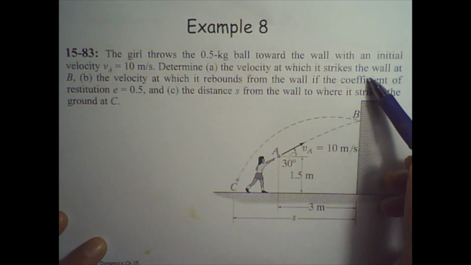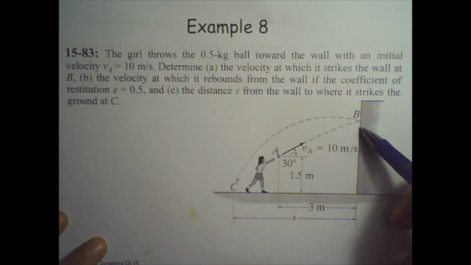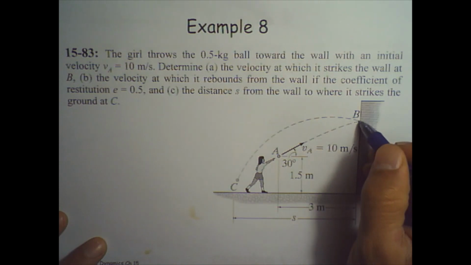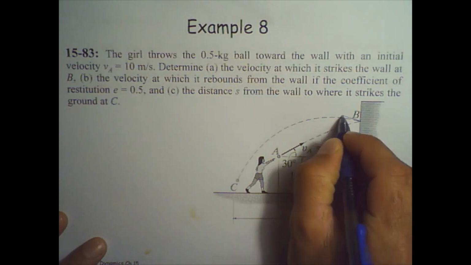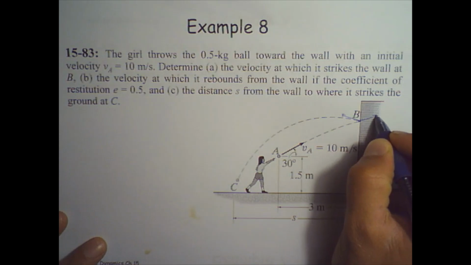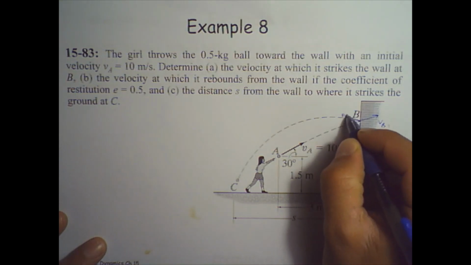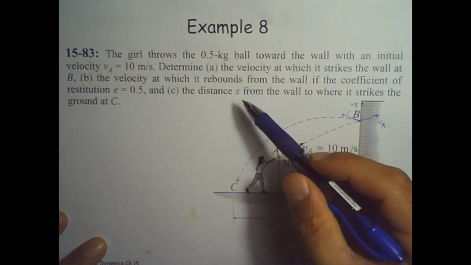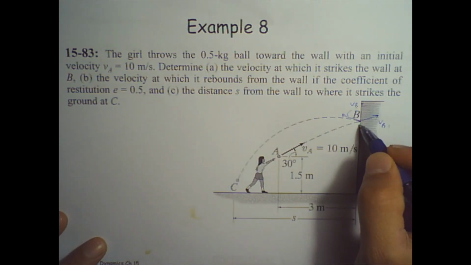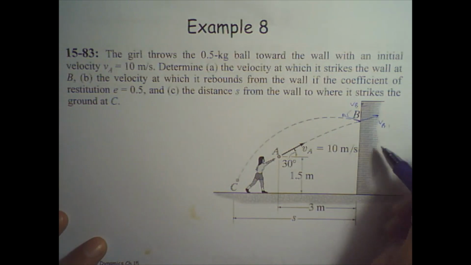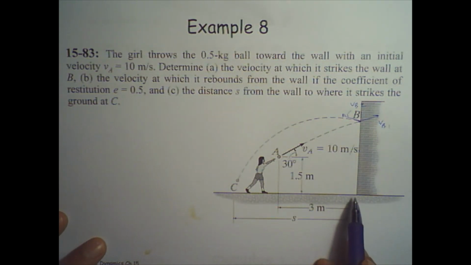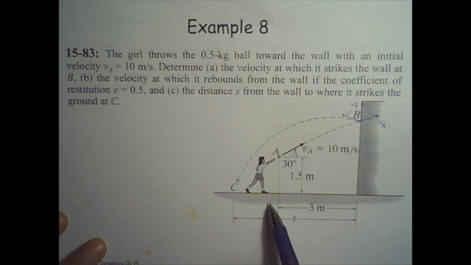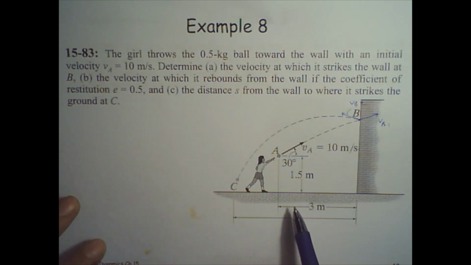So we need to find the velocity at the wall, and then we need to find the velocity of the rebounding. So we need to find this velocity at B. We're going to call this VB1, and then we're going to find VB2, the rebound velocity, and then they tell us that the coefficient of restitution at the wall is 0.5. We need to find this final distance that the ball basically travels back after the collision. And that's it. So how do we do this problem?